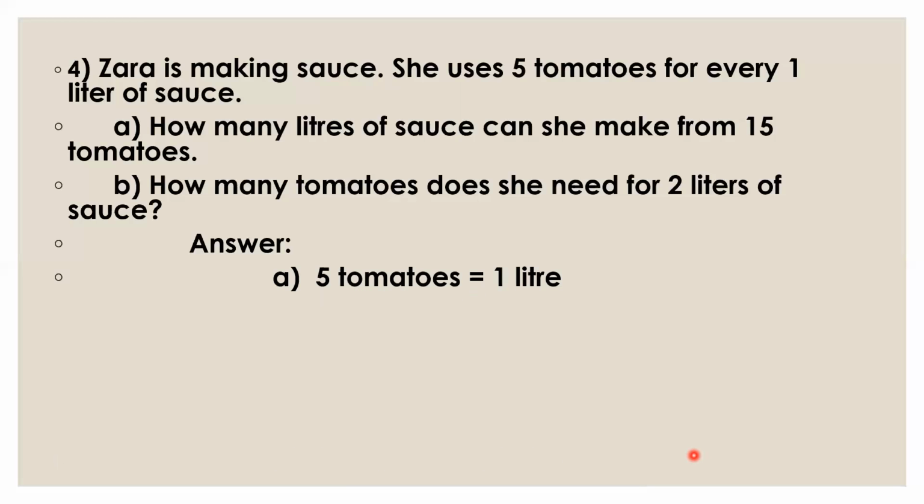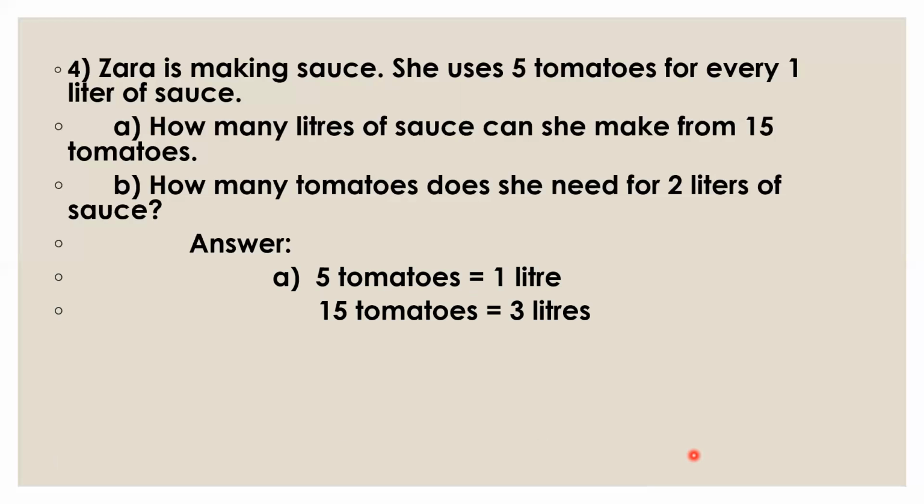So the A part is 5 tomatoes gives you 1 liter. So 15 tomatoes, how will you find the liters? 15 tomatoes, how many liters of sauce can she make? To find the answer, just divide this 15 by 5. That is 3 liters. So you can make 3 liters of sauce.